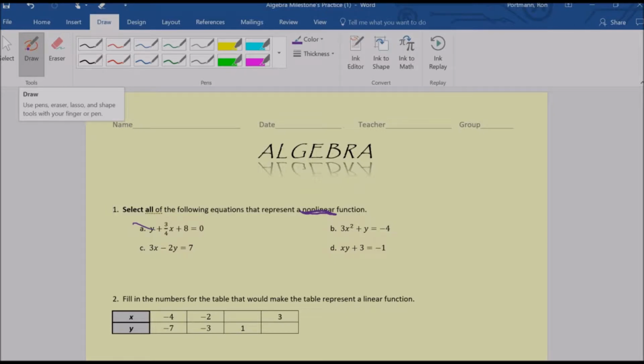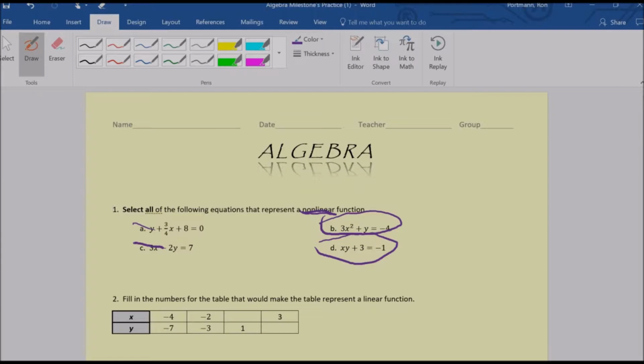B has an exponent. We're going to circle that one. C, I don't see an exponent. Don't see a square root. Don't see a variable in the bottom of a fraction. Don't see variables touching each other. That one's going to be linear as well. And the other one that is non-linear will be D, because you have 2 variables touching each other, okay? To get this y by itself, you'd have to divide both sides by x, and then you'd have a variable in the bottom of the fraction.